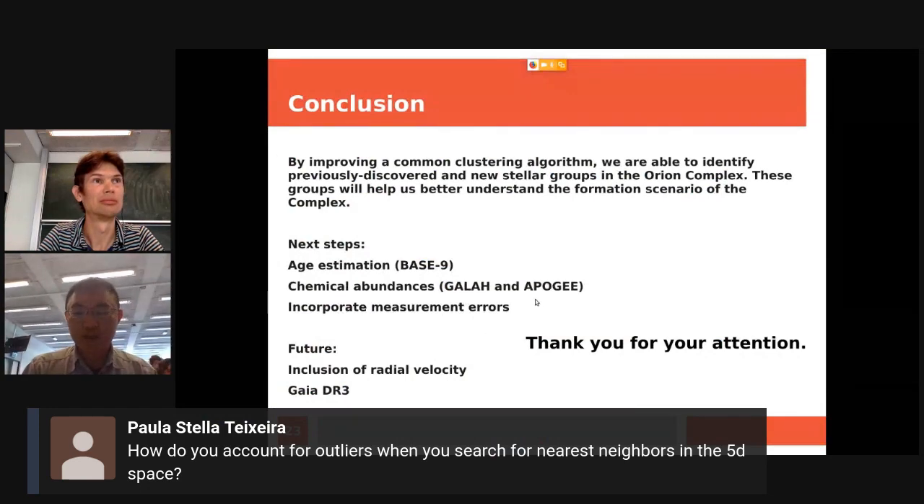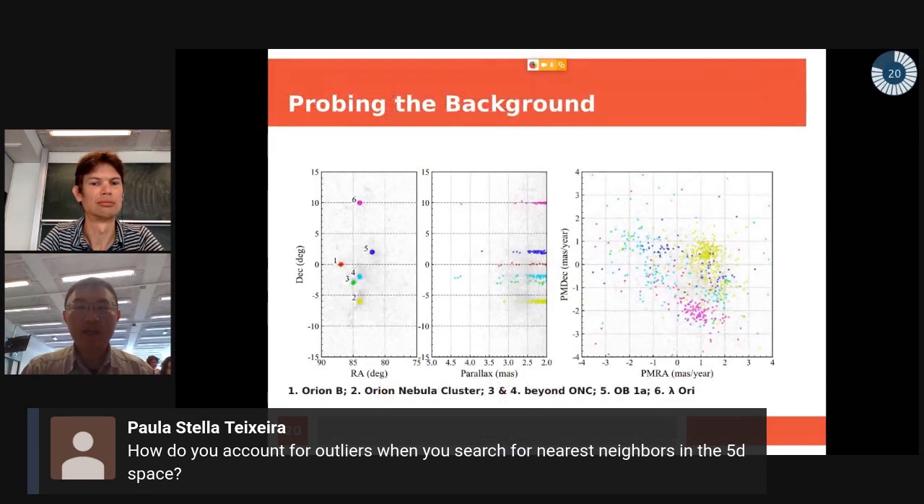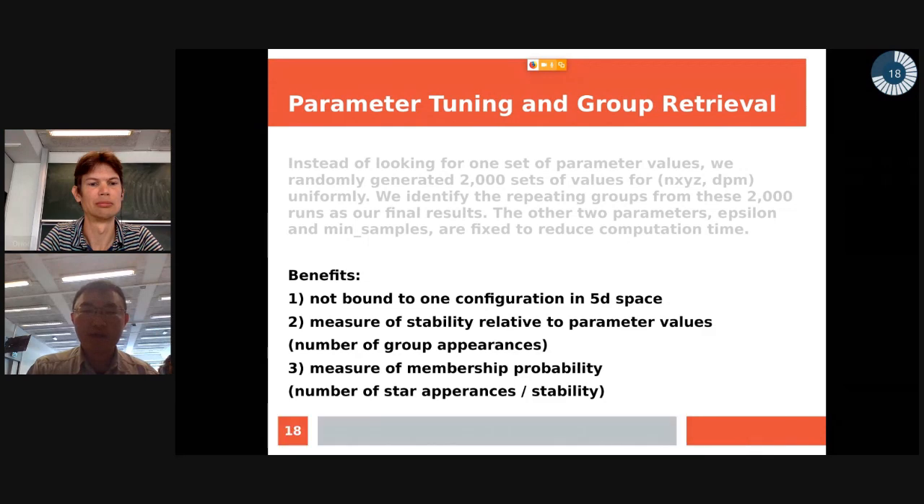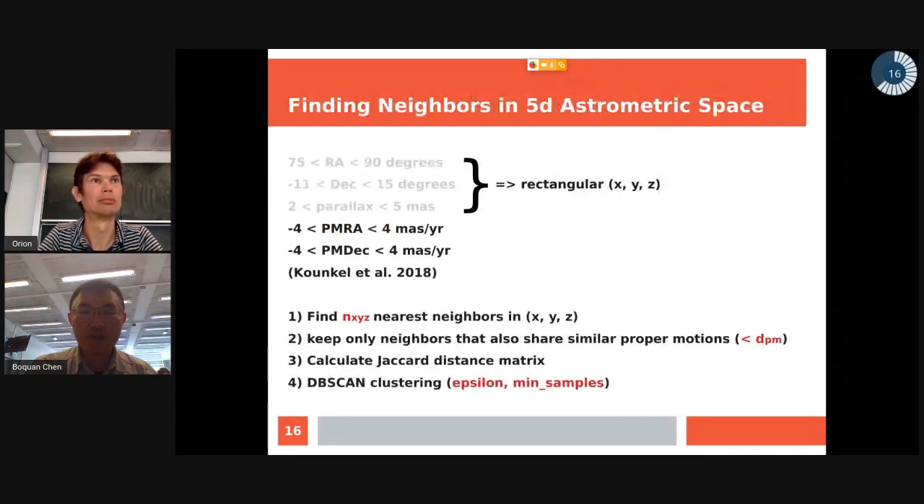So this one is actually because we're using DBSCAN, and DBSCAN allows the removal of the noise stars. So here, the last step is the DBSCAN clustering. As long as we select the epsilon and min samples, some of the noise stars will still get removed. So we're not removing outliers during the nearest neighbor selection phase. We're removing them in the clustering phase.